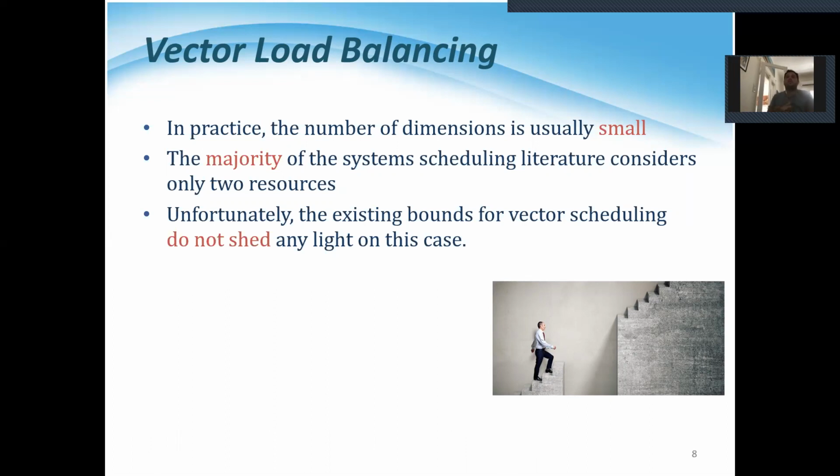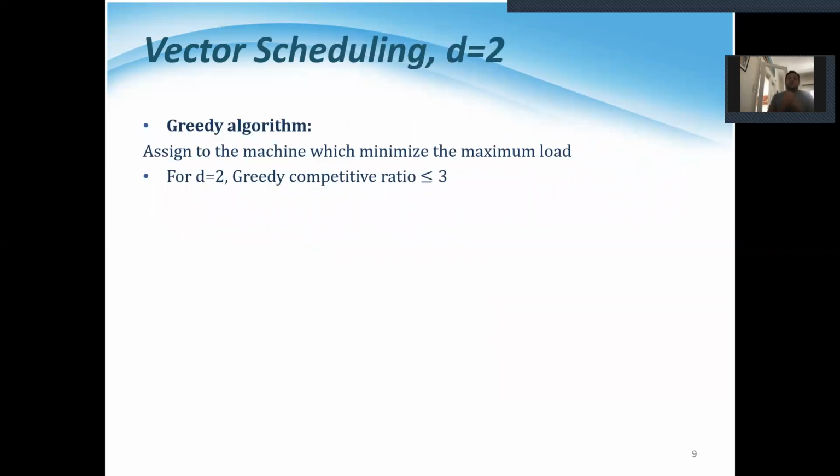In fact, the majority of system scheduling just considers 2 resources, memory and CPU, and we cannot use the current results in order to understand this problem better. And this work is trying to understand what happens for the interesting and practical case when the number of dimensions is small, 2 or 3. Let's start. We'll focus on when the number of dimensions is 2. So in order to understand how much we don't know until this paper, let's start with the analysis of the greedy algorithm where d equals 2.